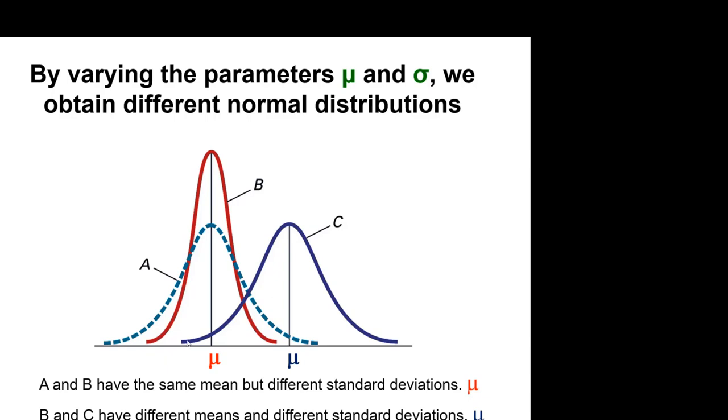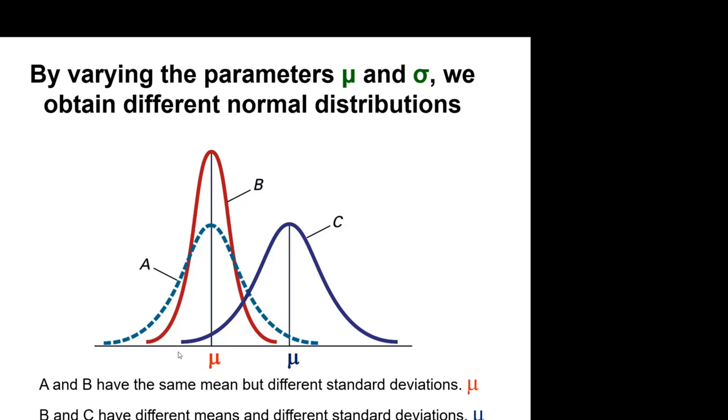Now if we look at distribution B and distribution C, distribution B is the solid red line, and distribution C is the solid blue line. These two distributions have different means. Distribution B has this value of mean, and distribution C has this value of mean. So they are actually of different means, and they also have different standard deviations.